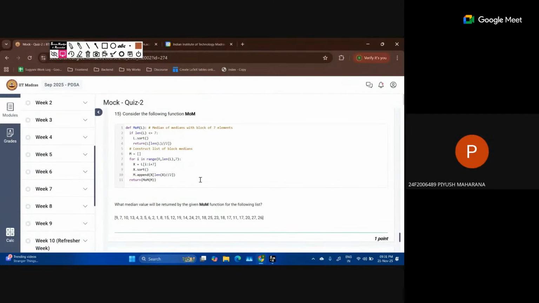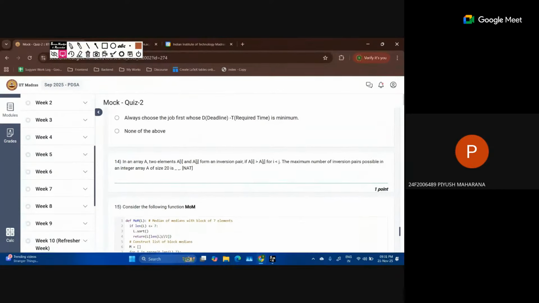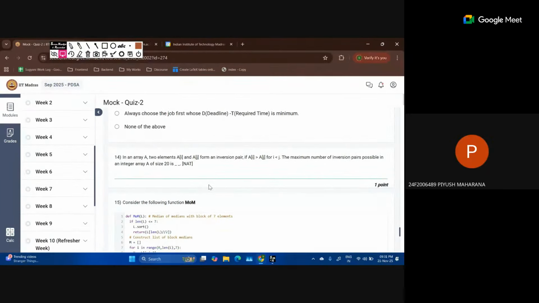But in this question number 14, there is no mention that the array is sorted in descending order. The size of the array is 20, but that it is sorted in descending order is not mentioned. Maximum number of inversions is given. It is saying that the maximum number of inversion pairs in this array A of size 20. The only scenario when you have the maximum number of inversion pairs is in this case. Got it, ma'am. Got it.